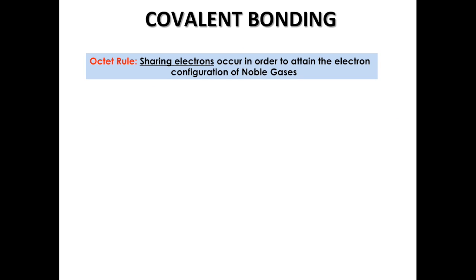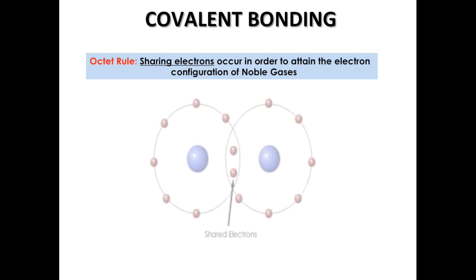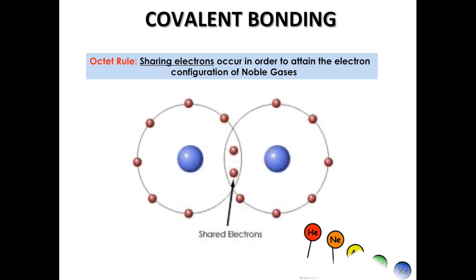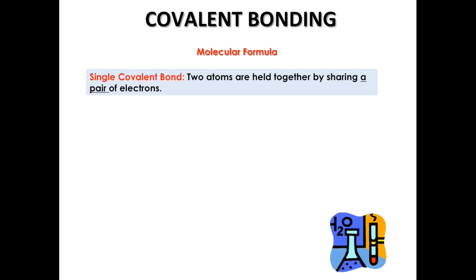Now, covalent bond also follows the octet rule, but this time sharing electrons occurs in order to attain the electron configuration of noble gases. Remember that helium, neon, argon, krypton, and xenon are the noble gases.